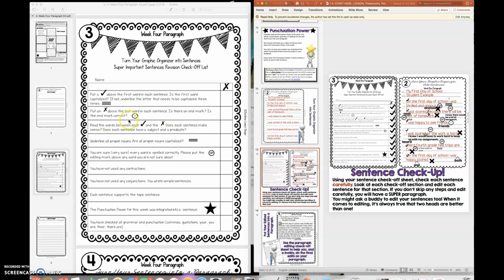Is there an end mark? Is the end mark correct? Okay, remember I told you if there is an end mark already there, I want you to circle it. If there's not, I want you to put it in and then circle it. When you're done with that, put an X.